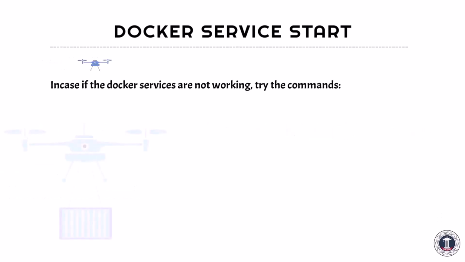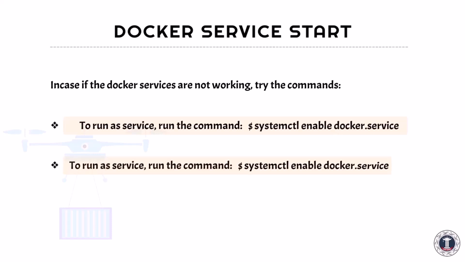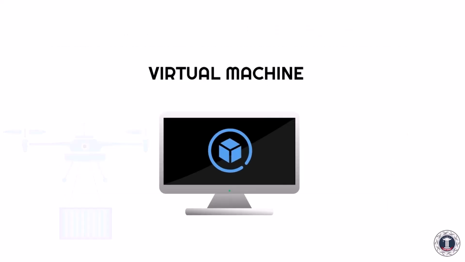In case the Docker service is not working, try the following commands. To start the Docker service, run the command sudo service docker start. To enable the service, run the command systemctl enable docker.service. To check status, run the command systemctl status docker.service.